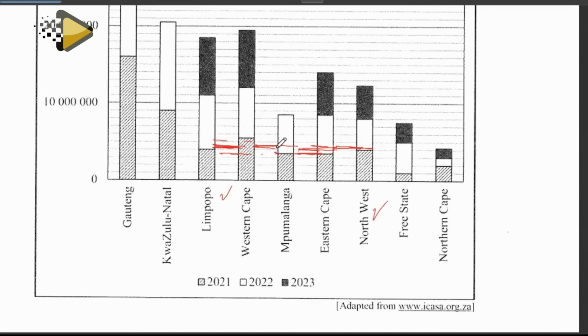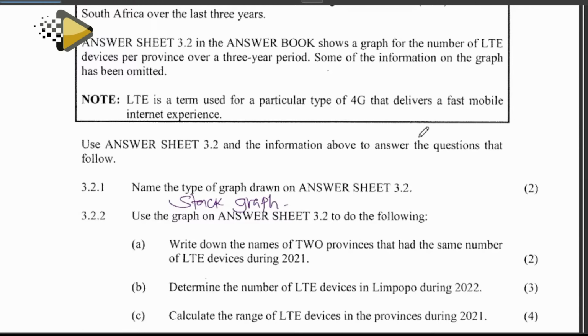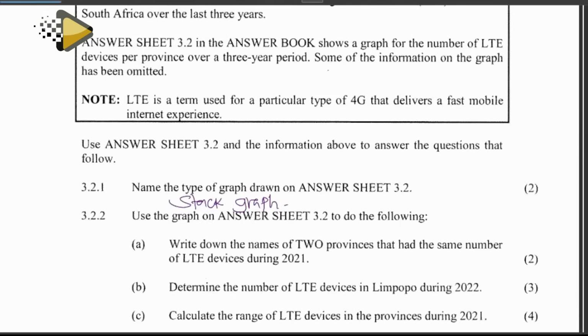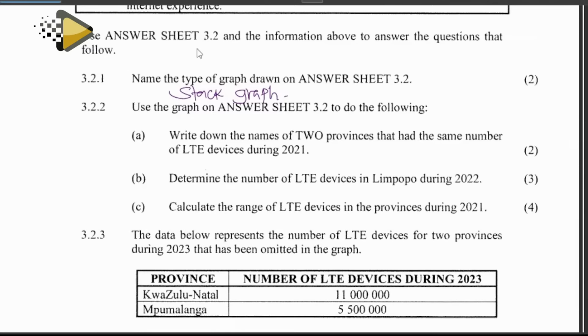All right. What we shall see here, we see that there are two pairs of provinces. When you look very well, we have Limpopo and Northwest, then Eastern Cape and Mpumalanga. So here we are saying write down the names of two provinces that have the same number of LTE devices during 2021. Remember, 2021 is the one which is shaded with these lines. So we've found out that there are two pairs. We are saying Limpopo and Northwest, then Mpumalanga and Eastern Cape. Pick one pair.